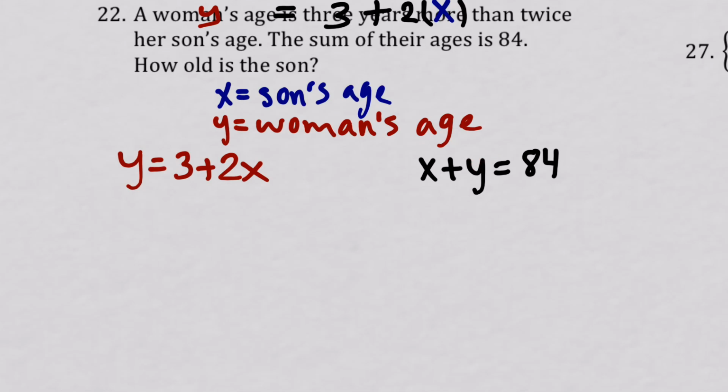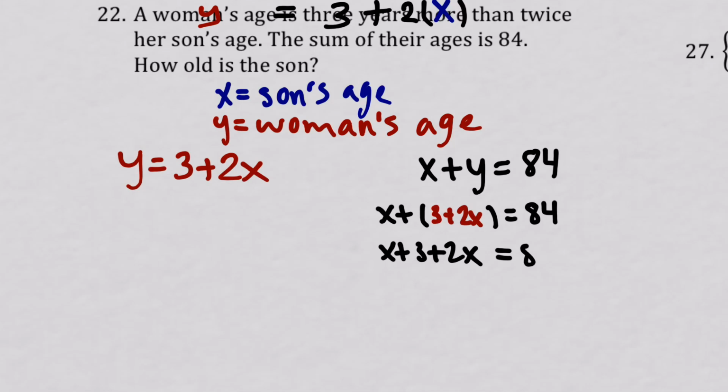Okay, so that's what I'm going to do. I'm going to take X plus Y. Instead of Y, I'm going to take out the Y and plug in what Y equals, which is 3 plus 2x. So that goes here. And I just simplify it. X plus 3 plus 2x. Now, since there is nothing to distribute, I really don't need the parentheses. So it's basically just X plus 3 plus 2x equals 84. So that's basically the equation I need to solve.